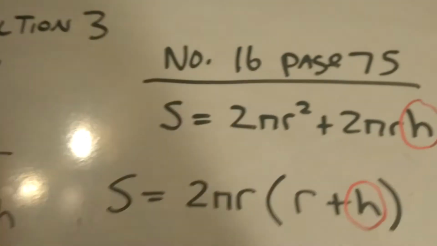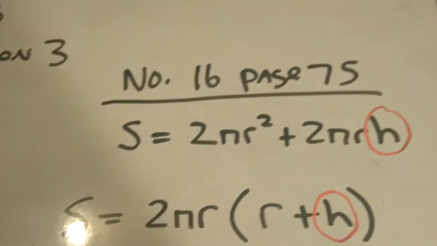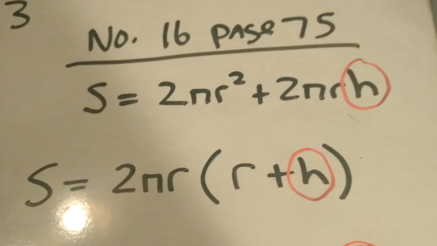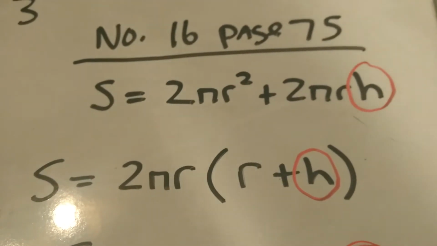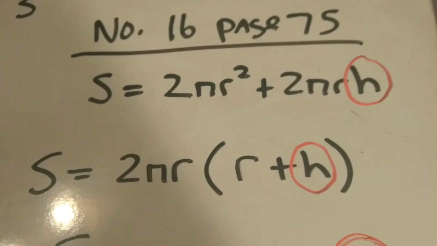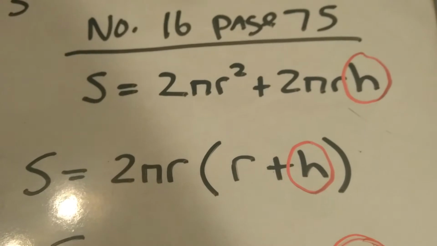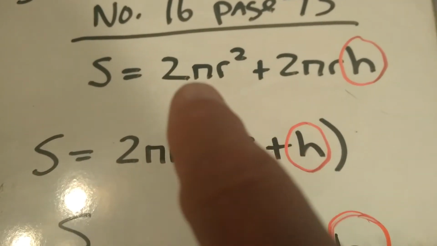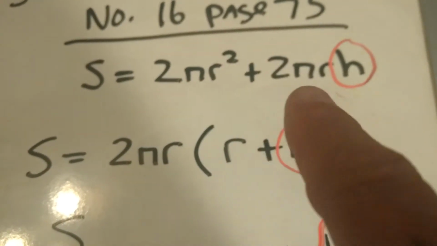This is problem number 16, page 75. I just wanted to show you this one because this is a technique that you're going to have to use in terms of solving these sometimes. We have S equals 2 pi r squared plus 2 pi r h. Notice we're solving for h. Notice also we have 2 pi r in both terms.